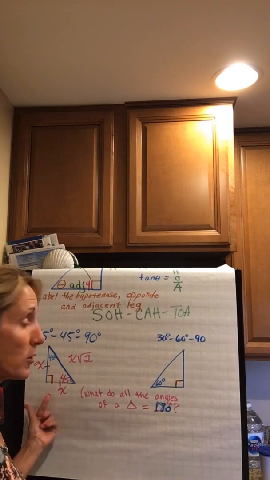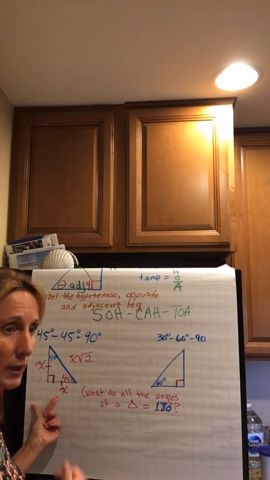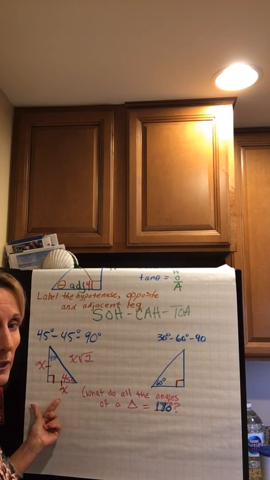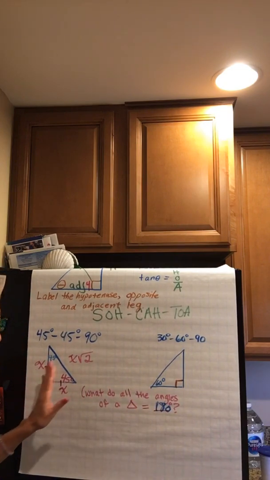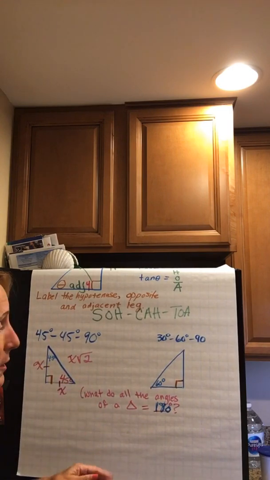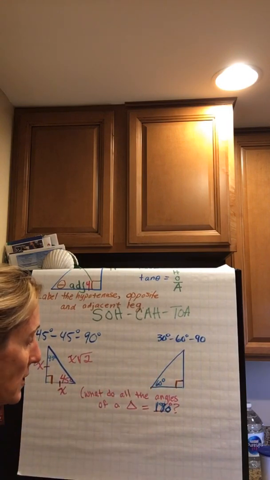To go backwards to get a smaller leg, it only makes sense that you would divide to find the smaller leg. Okay, so that's the rules for 45, 45, 90. Okay, let's look at the 30, 60, 90.